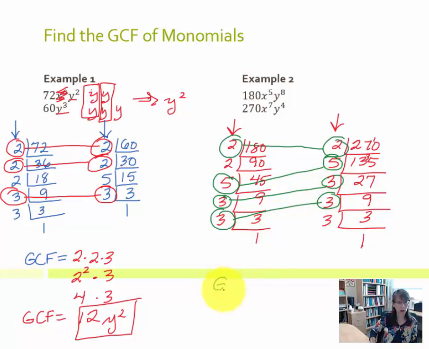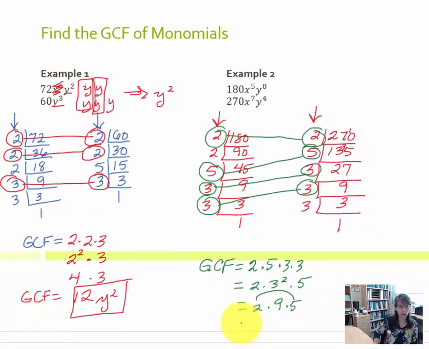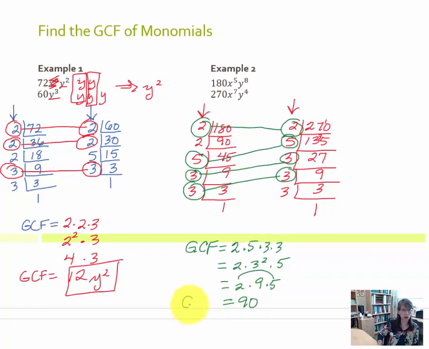So we start our greatest common factor with 2 times 5 times 3 times 3. Now it's nice when we put these in order from smallest to largest, so 2 times 3 squared times 5. So 2 times 9 times 5, and I know 2 times 5 makes 10, so 10 times 9 would be 90. So I'm starting off my greatest common factor with the numerical coefficient of 90.